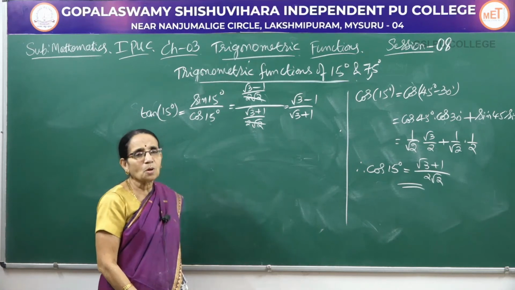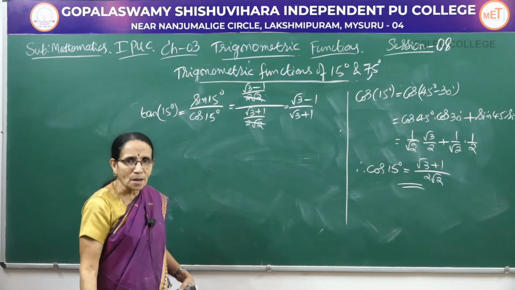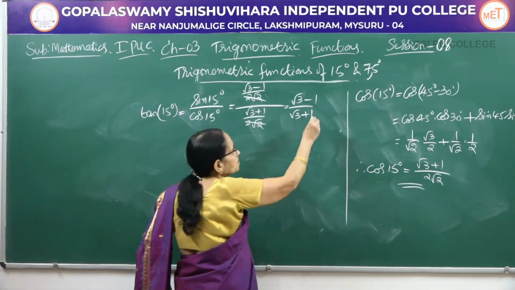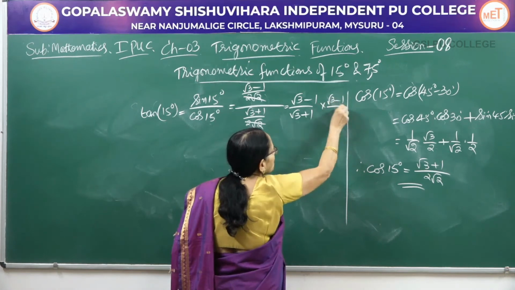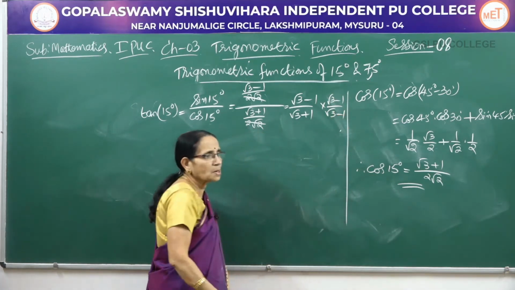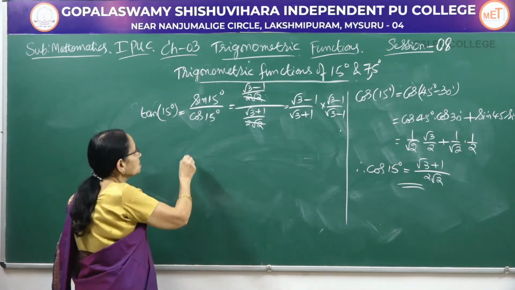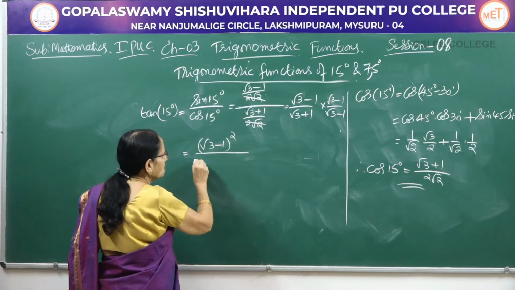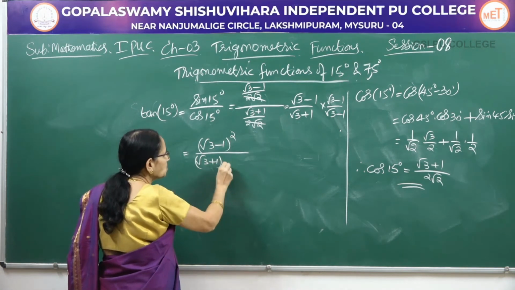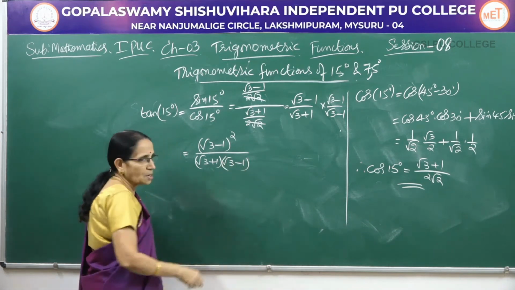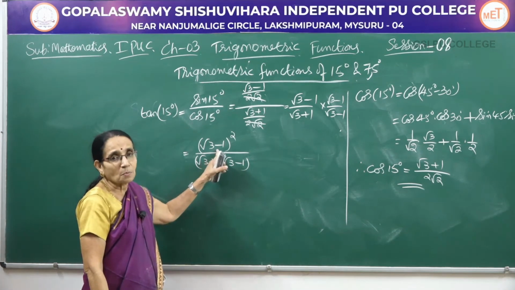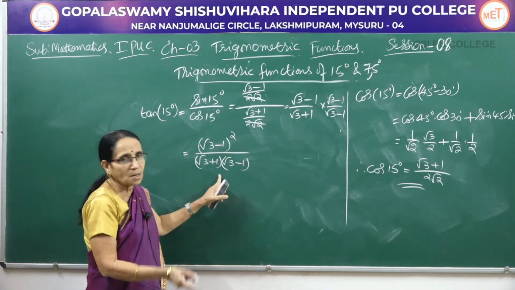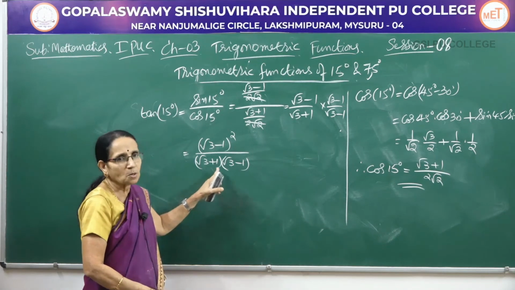So what is the method I told you? When you have the irrational number, it has to be rationalized. What's the rationalizing factor? For root 3 plus 1, the rationalizing factor is root 3 minus 1. So multiply and divide by the rationalizing factor. In the numerator we are having root 3 minus 1 the whole square divided by root 3 plus 1 into root 3 minus 1. Now we are applying the algebraic formula a minus b whole square. Denominator is the same as in the earlier case, a plus b into a minus b.